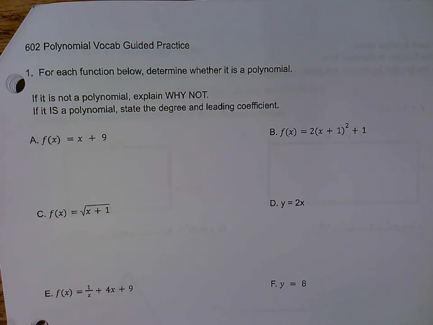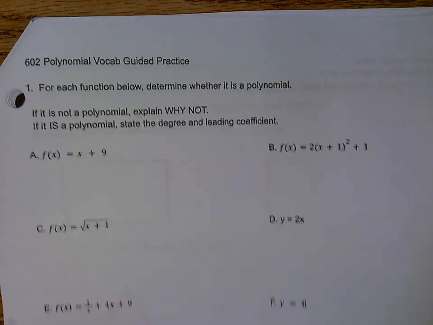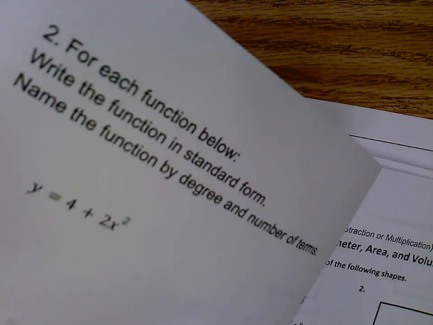Explain why it is not a polynomial. The other ones, you just have to state the degree and the leading coefficient. You don't have to put them in standard form. You just have to state the degree and the leading coefficient. Then on the back page, you put them in standard form.